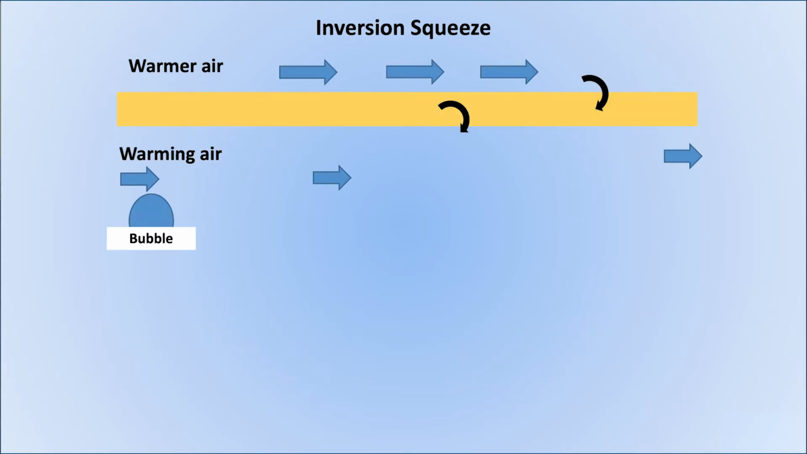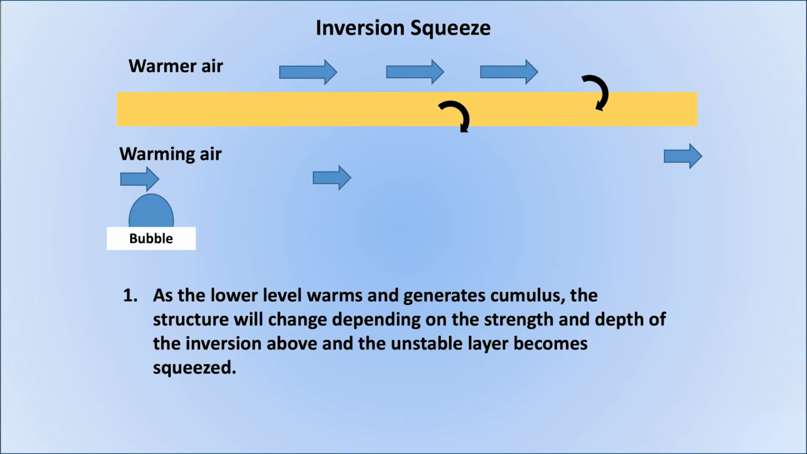We can get, of course, as the day develops, an inversion squeeze. So here we are in the morning with our warmer air, and the bubble is starting to rise. As the lower level warms and generates cumulus, the structure will change depending on the strength and depth of the inversion above, and the unstable layer becomes squeezed.